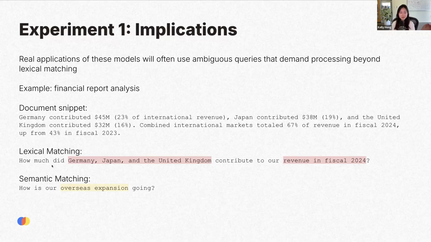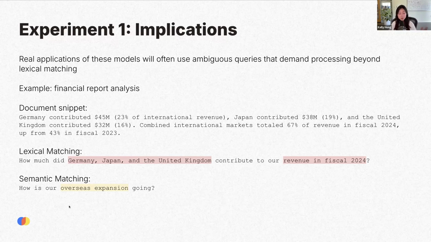And if you had a lexical matching query, you might have a question like, how much did Germany, Japan, and the United Kingdom contribute to revenue in fiscal 2024? You can see that we can easily match Germany, Japan, and the United Kingdom and revenue in fiscal 2024 because these are just simple keyword matches.